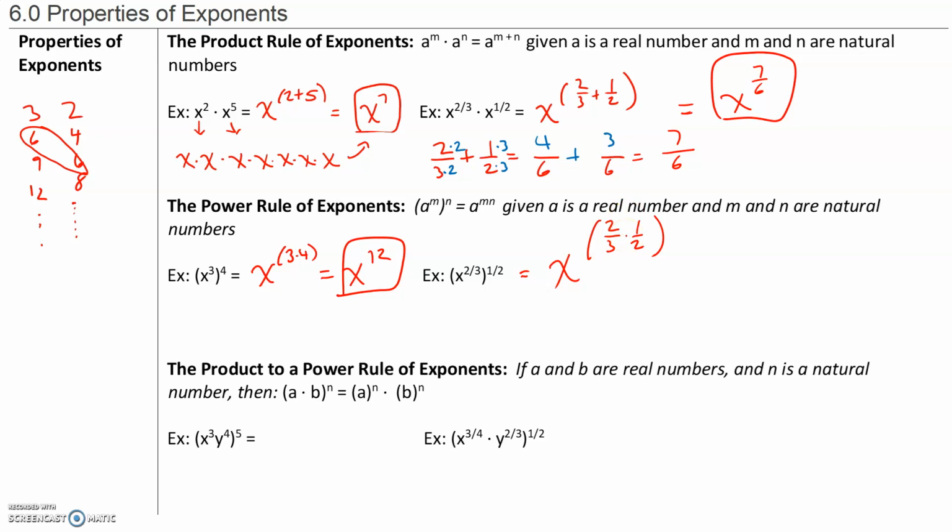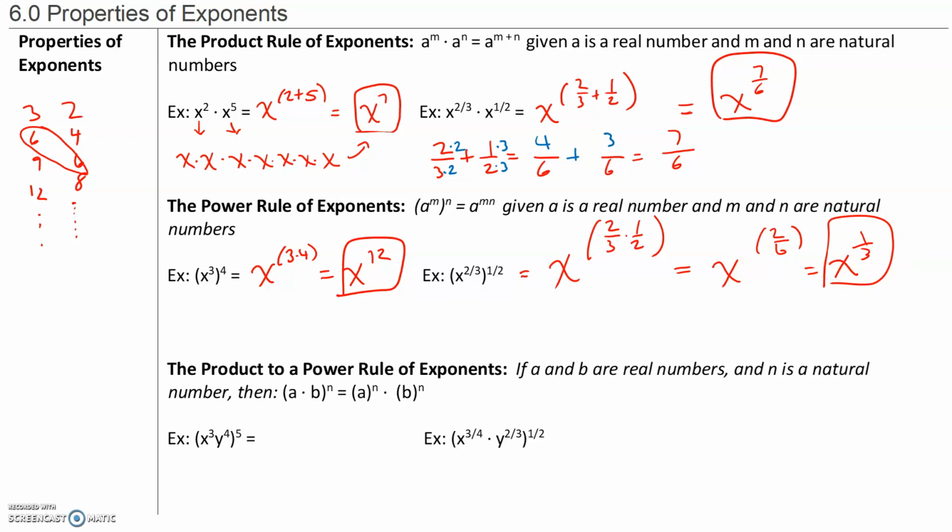Now, adding fractions requires a common denominator, but multiplying fractions does not. In multiplying fractions, all we have to do is multiply the numerators and multiply the denominators. So we have 2 times 1, which is 2, and 3 times 2, which is 6. And of course, every fraction has to be reduced, so we can divide these both by 2, and this gives you x to the 1/3.